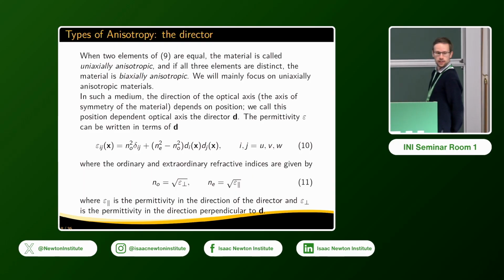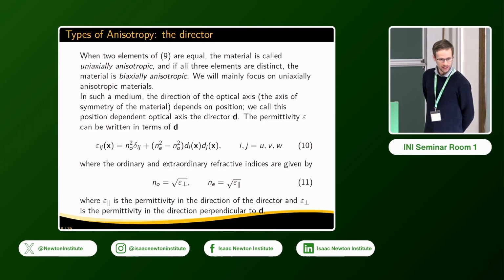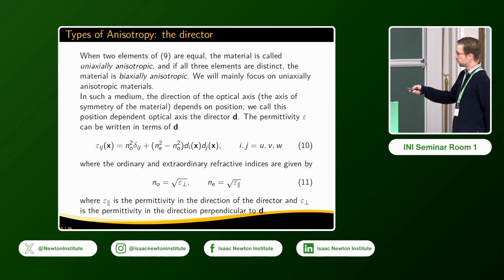And the extraordinary... Eric, now you are jumping directly to nematics? Not necessarily, yes. So you can still define this optical axis quite generally, and then when you focus on liquid crystals, this will be the standard director.